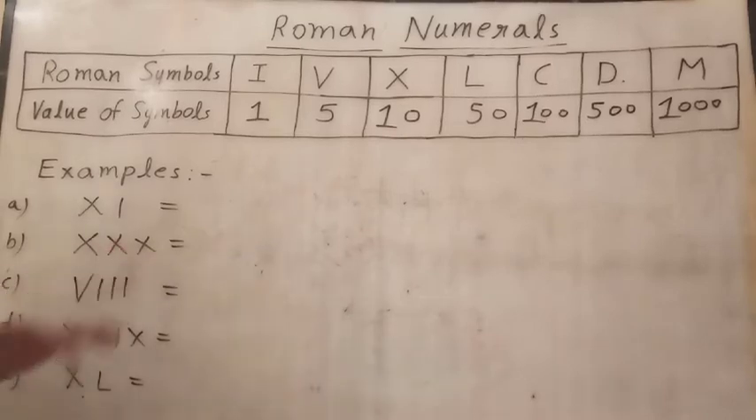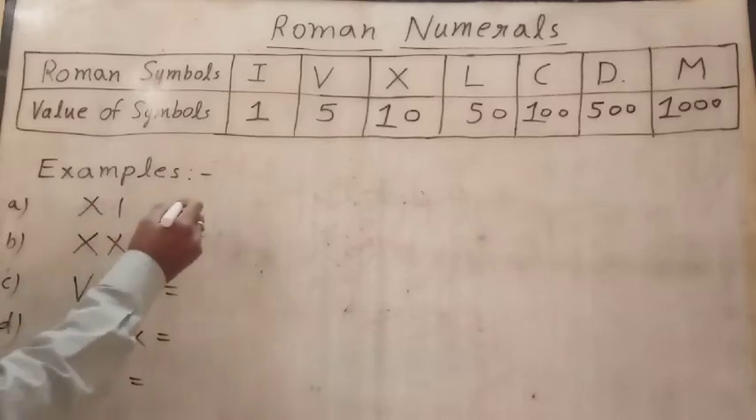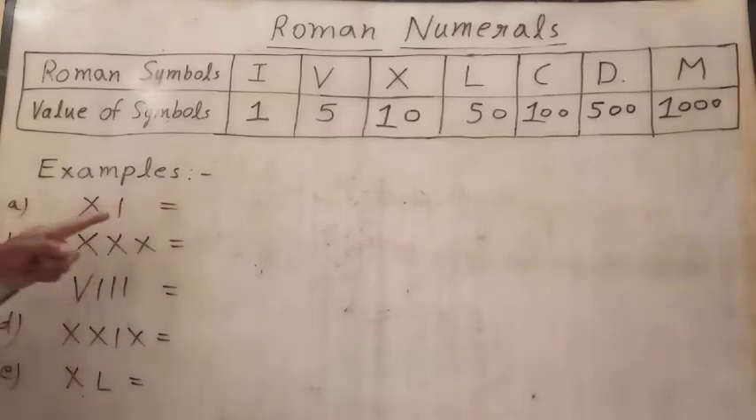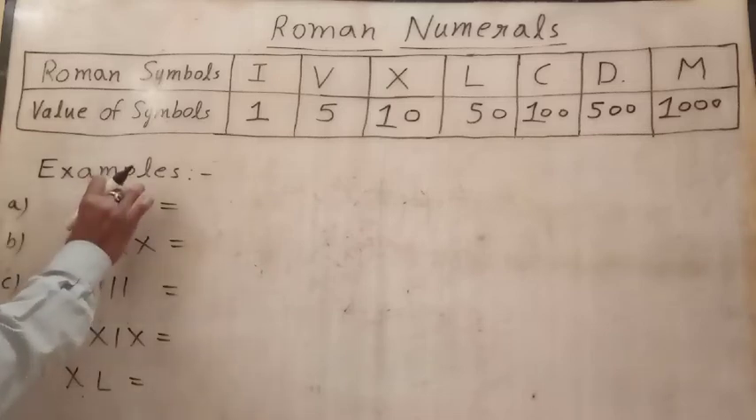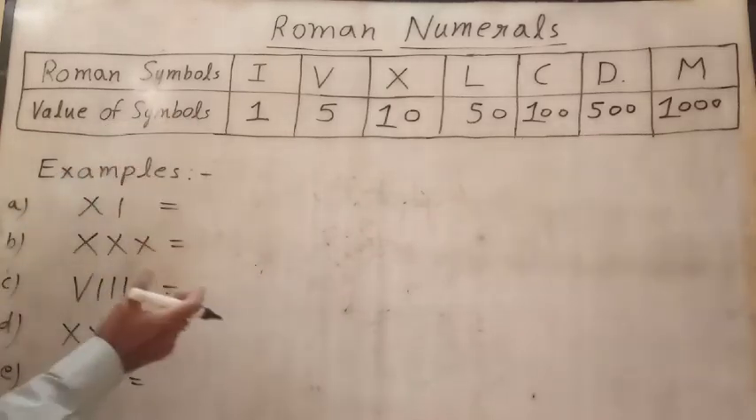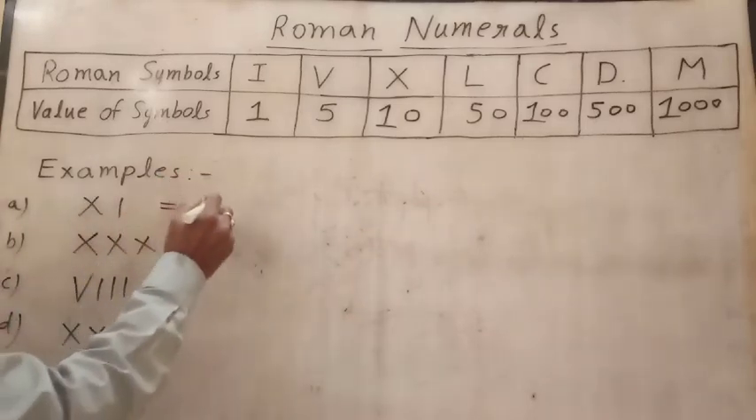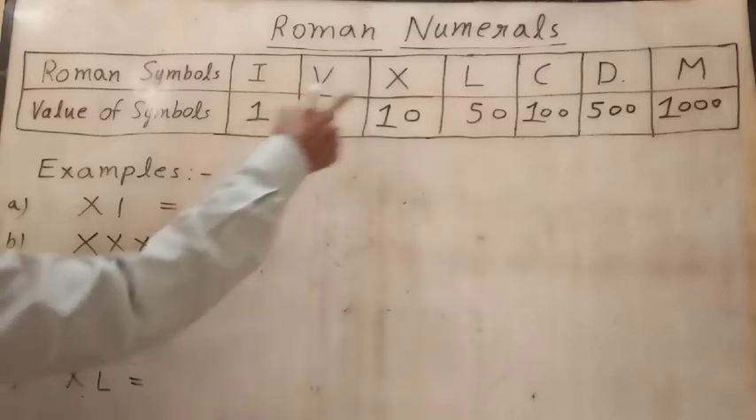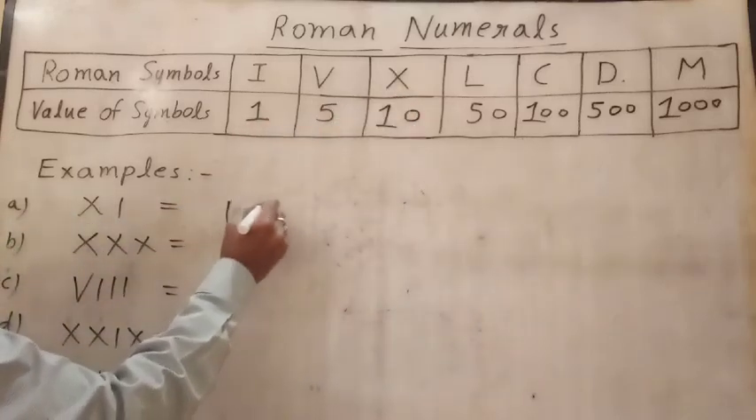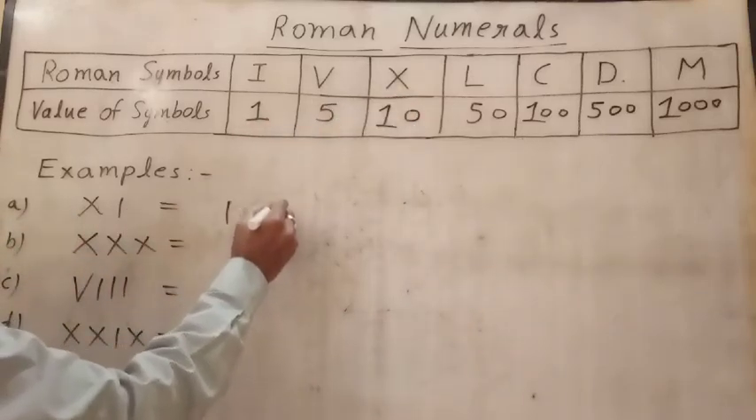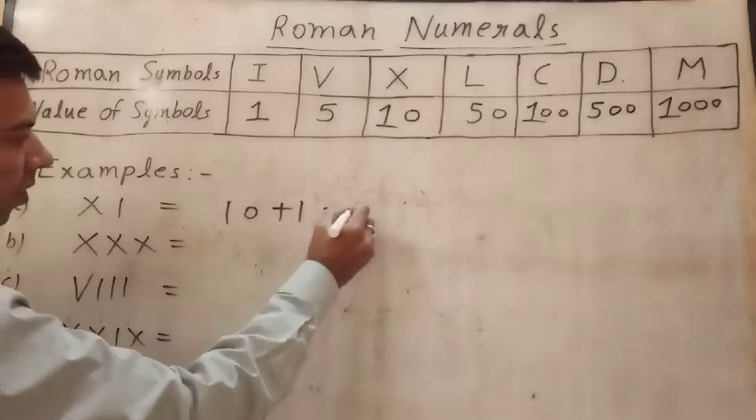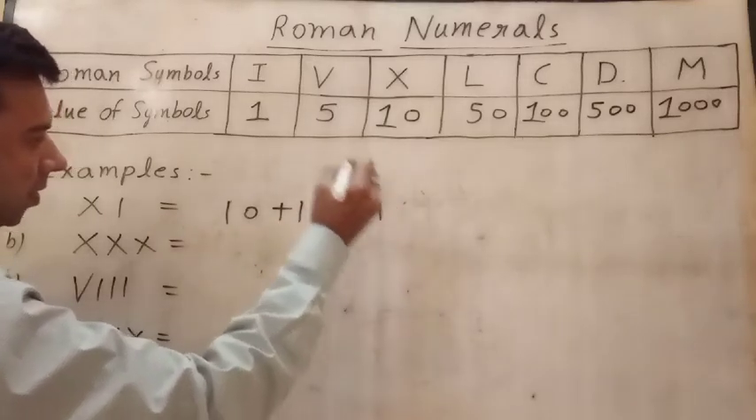Let's solve some examples. XI. What is the value of X? 10. What is the value of I? 1. The smaller Roman numeral is written to the right side of the greater Roman numeral. So what do we do? We add. Value of X 10, value of I 1, 10 plus 1, 11.